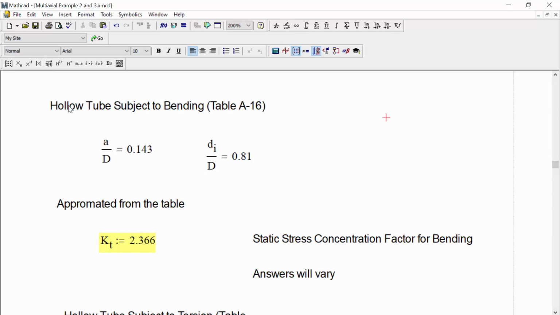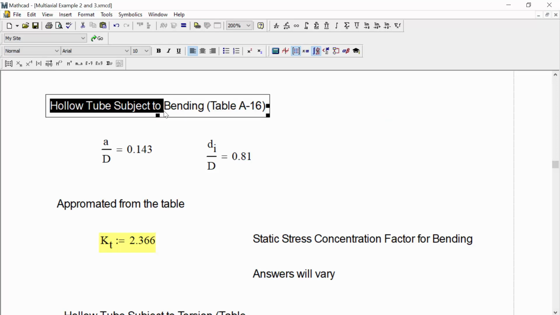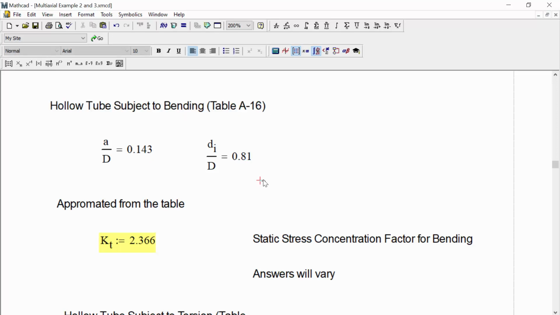The first one we encounter is the chart for a hollow tube that is subjected to bending, which is table A16. In that chart, we find that there are 2 dimensional ratios of interest. One is the through hole diameter over the outer diameter of our hollow tube. The other is the inner diameter of our hollow tube over the outer diameter of the hollow tube.